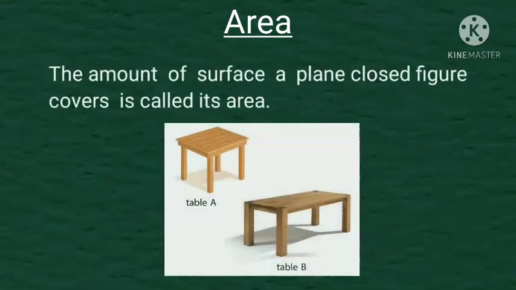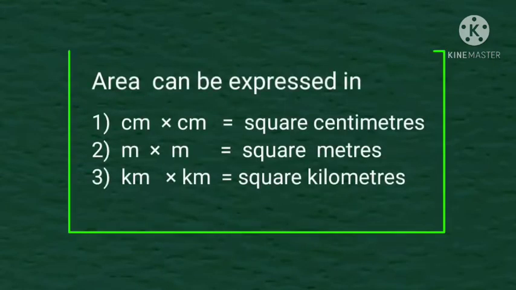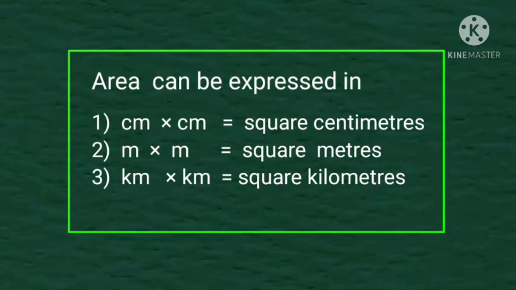So, the amount of surface a plane closed figure covers is called its area. That means area measures the surface of a simple closed region. Thus, area can be expressed in centimeter into centimeter, that is square centimeters, then square meters and square kilometers.